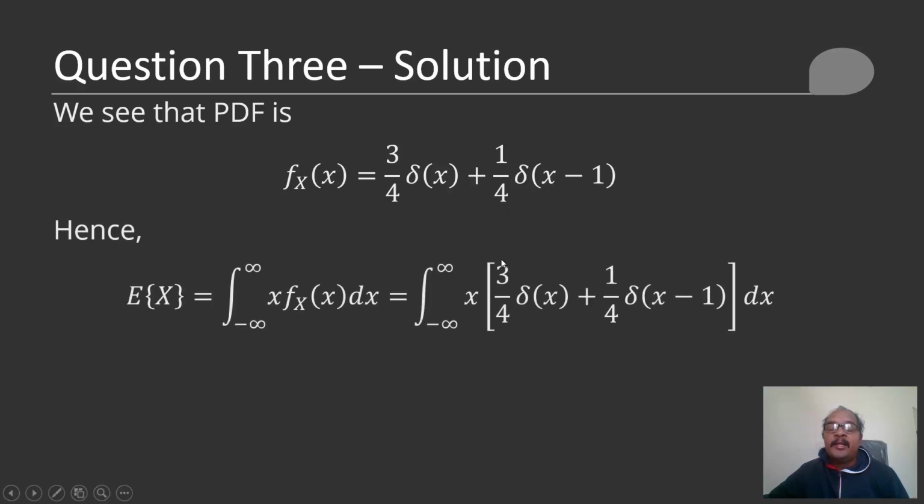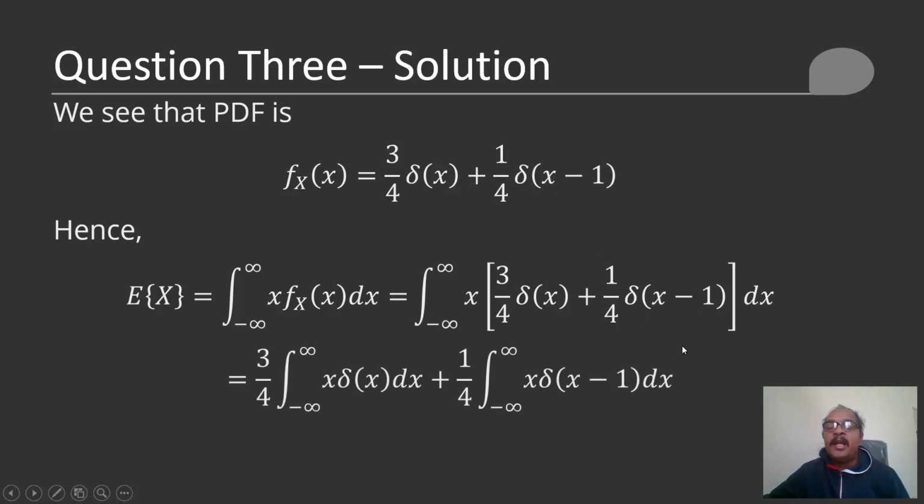of the random variable X is given by the expectation of capital X, which is equal to the integral from minus infinity to infinity of x times small f X of x dx. Note that this is just the definition of the mean of X. By replacing small f X of x with what we have got before, we get the integral from minus infinity to infinity of x multiplied with 3 by 4 times delta of x plus 1 by 4 times delta of x minus 1 dx. Expanding, we get 3 by 4 integral minus infinity to infinity x delta of x dx plus 1 by 4 integral x delta of x minus 1 dx.